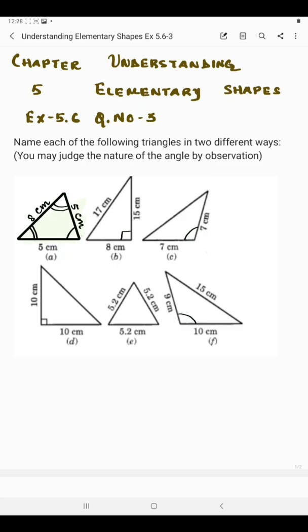See, in the first part, if you judge the side, here we can see that this side is 8 cm, this is 5 cm and this is 5 cm. And we know that if in a triangle two sides are equal, then it is said to be an isosceles triangle.